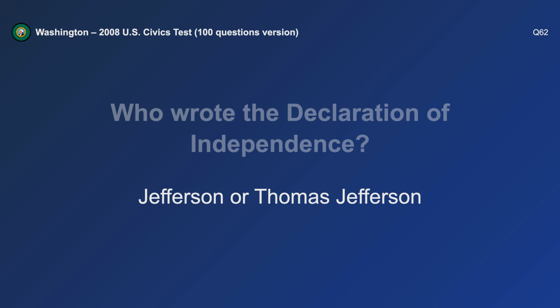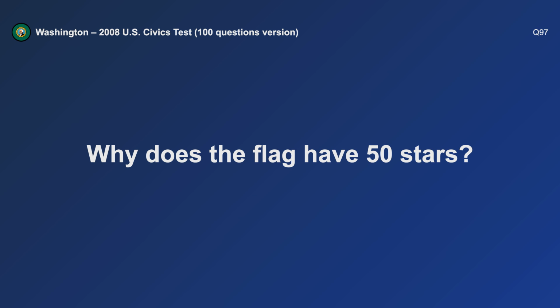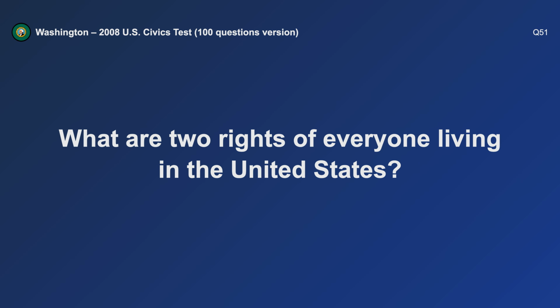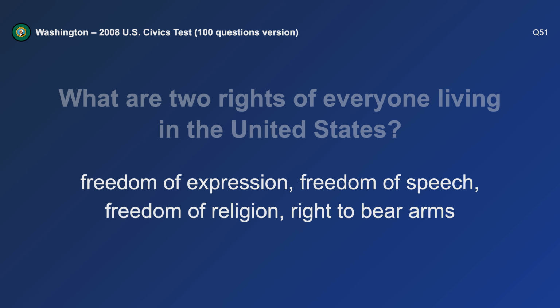Thomas Jefferson. Why does the flag have 50 stars? Because there are 50 states. What are two rights of everyone living in the United States? Freedom of speech and freedom of religion.